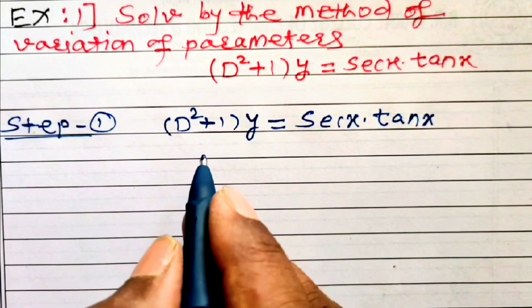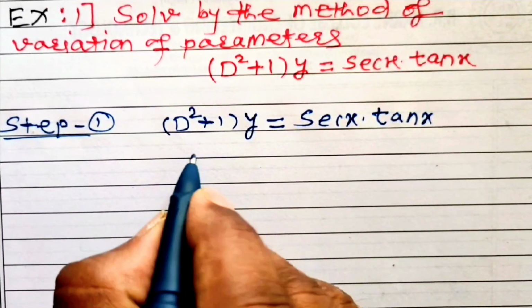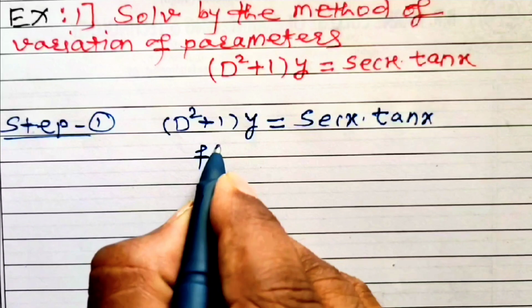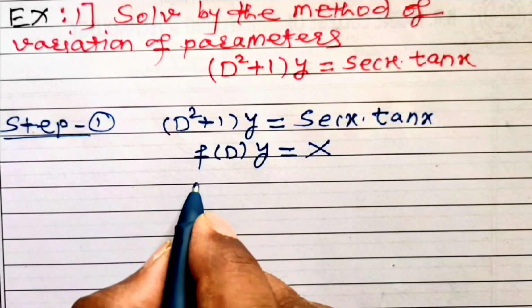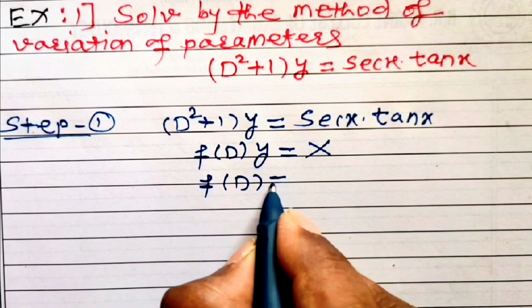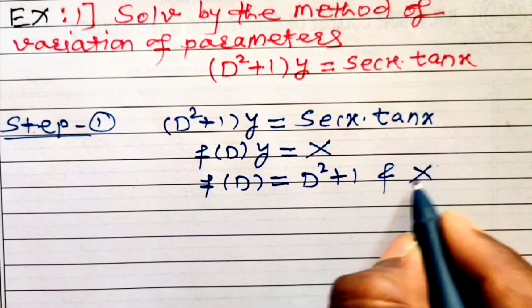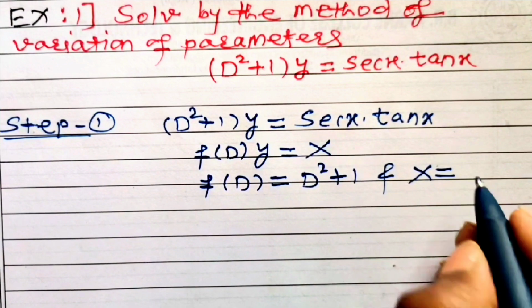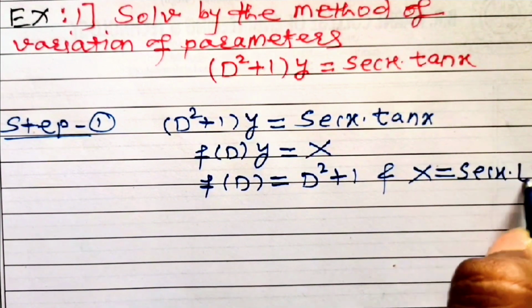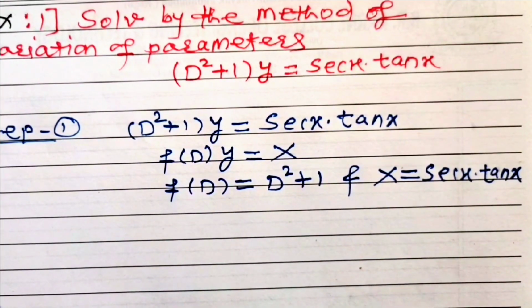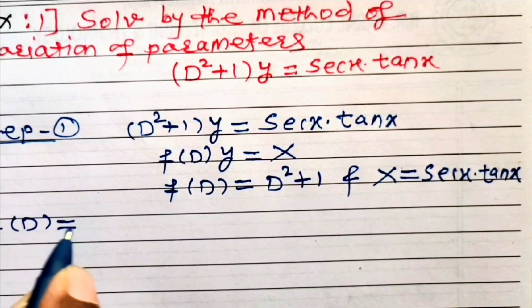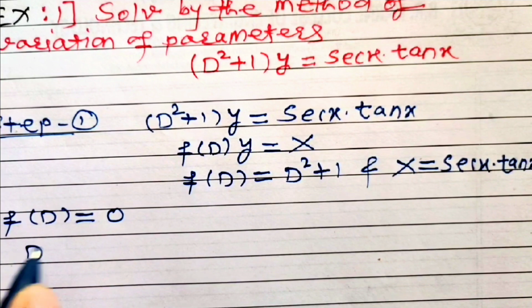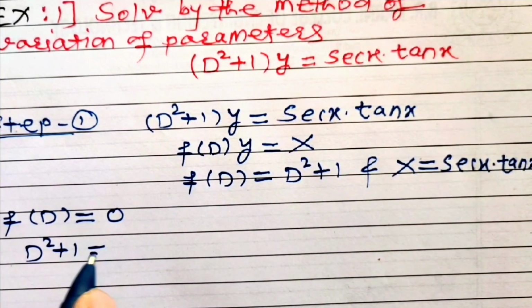Now compare this differential equation with the general form of linear differential equation, that is f(D)y = X, where f(D) is D² + 1 and capital X is the right hand side of this differential equation, sec x tan x. Now the auxiliary equation is f(D) = 0. That is nothing but D² + 1 = 0.